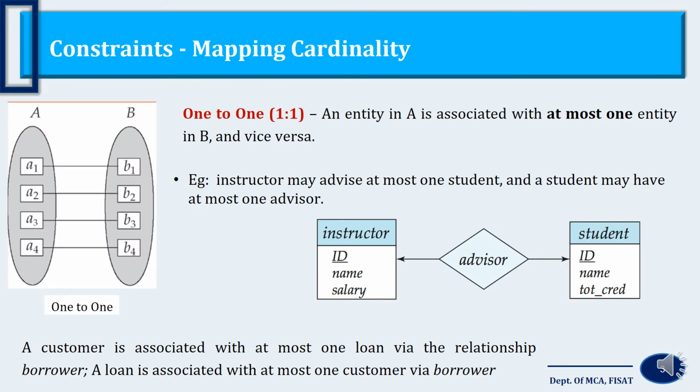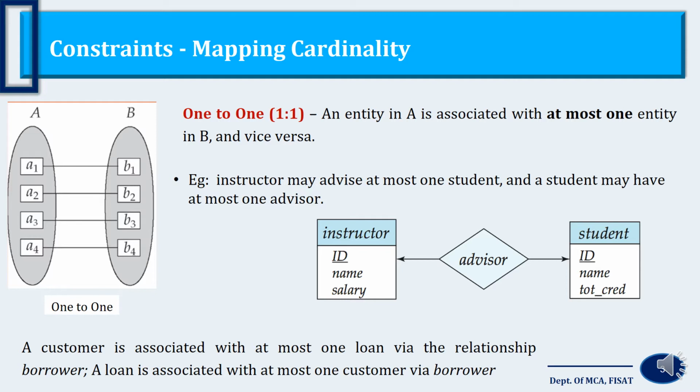So let us look into 1:1 mapping cardinality. An entity in A is associated with at most one entity in B. Similarly, an entity in B is associated with at most one entity in A. So this A1 should be associated with only one entity in B, that is B1. That type of relationship is called a one-to-one relationship.